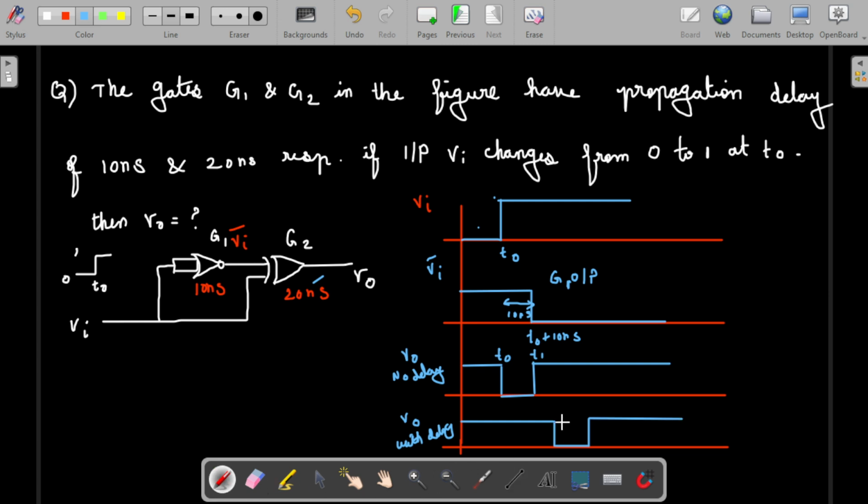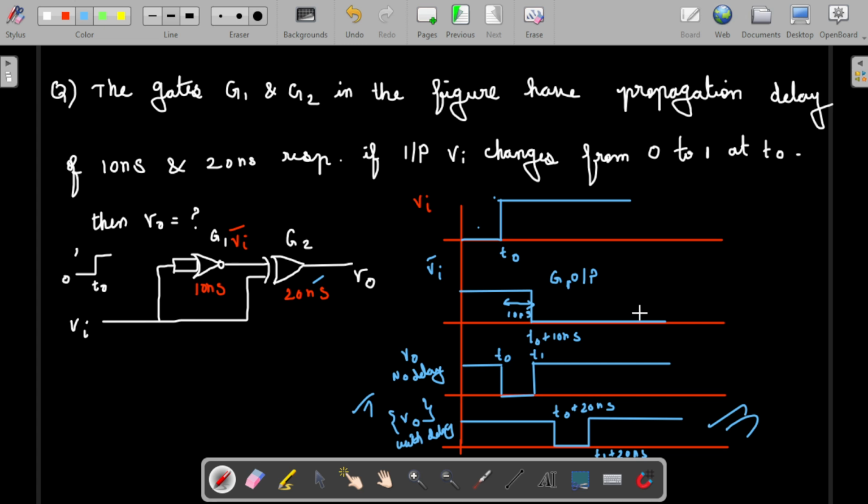So there is some difference. This condition we can state as T naught plus 20 milliseconds. Okay, so this is the case. This one can be represented as T1 plus 20 nanoseconds. Okay, so this is how the final graph looks. So the last one mentioned here, right? This will be the output V naught. So this is the actual output that we have to choose here.